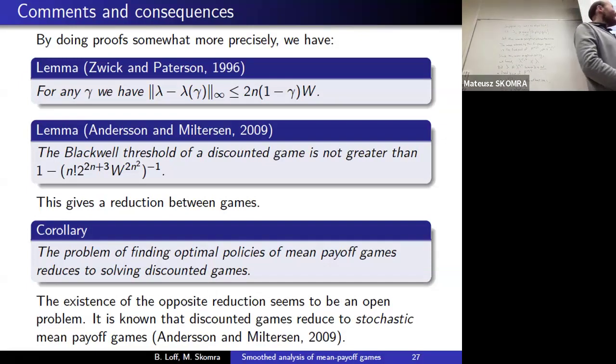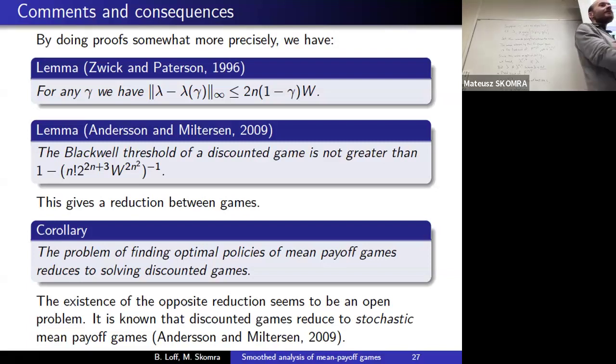And it seems, at least I don't know, the answer is that the opposite reduction is an open problem. I haven't seen a reduction from deterministic discounted to deterministic mean payoff games. But you can reduce them to stochastic mean payoff games. There is a reduction from deterministic to stochastic mean payoff, and from stochastic mean payoff to discounted.